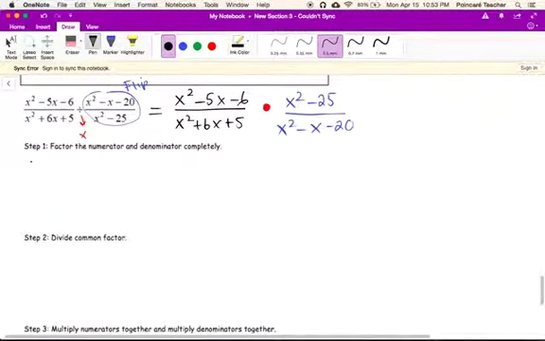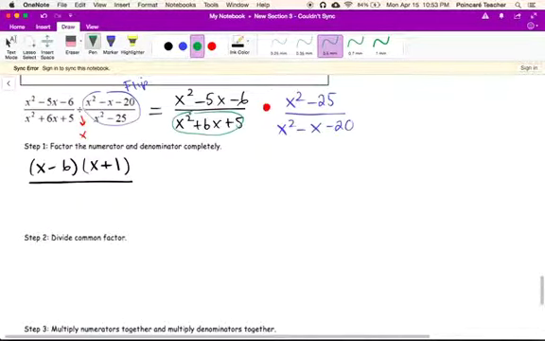So I'm going to factor the numerators. The numerator here factors using two numbers that multiply to give me -6 and add to give me -5. Those numbers are going to be -6 and +1. And I'm going to repeat it for this denominator. That'll factor into x plus 5 and x plus 1, because 5 times 1 is 5, and they add to give me 6.